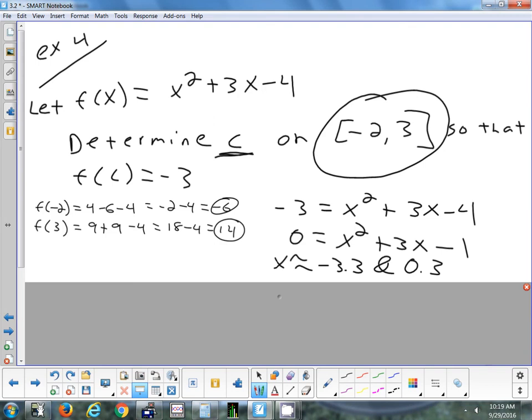Do I have to be careful about either one of those answers? What's wrong with -3.3? It's outside the interval they said to examine, so I cannot use this answer. That's the only answer that's between -2 and 3. Now, let's say we got an answer of -3.3 and 5.7. Well, in that case, it wouldn't work. But you would have already known it wasn't going to work from the original calculations we did. You would know that up front.